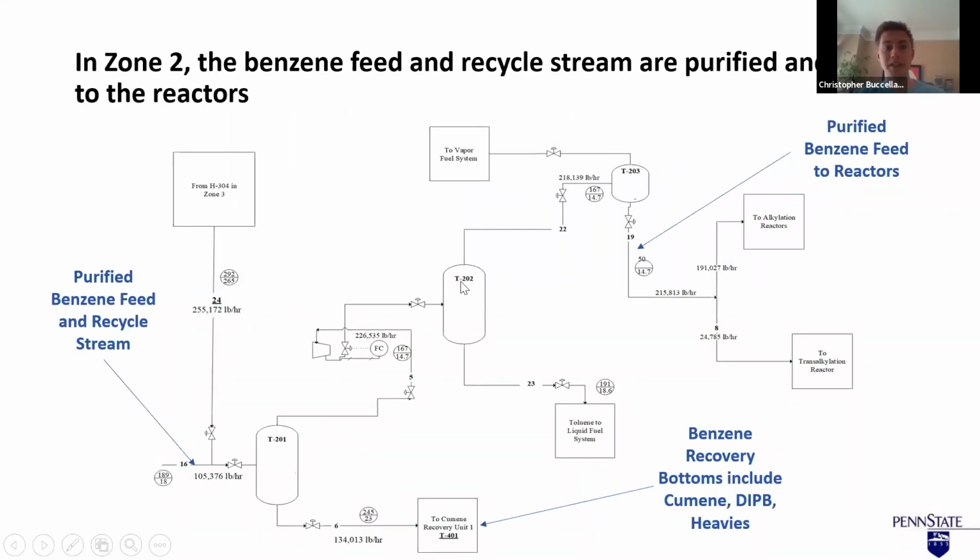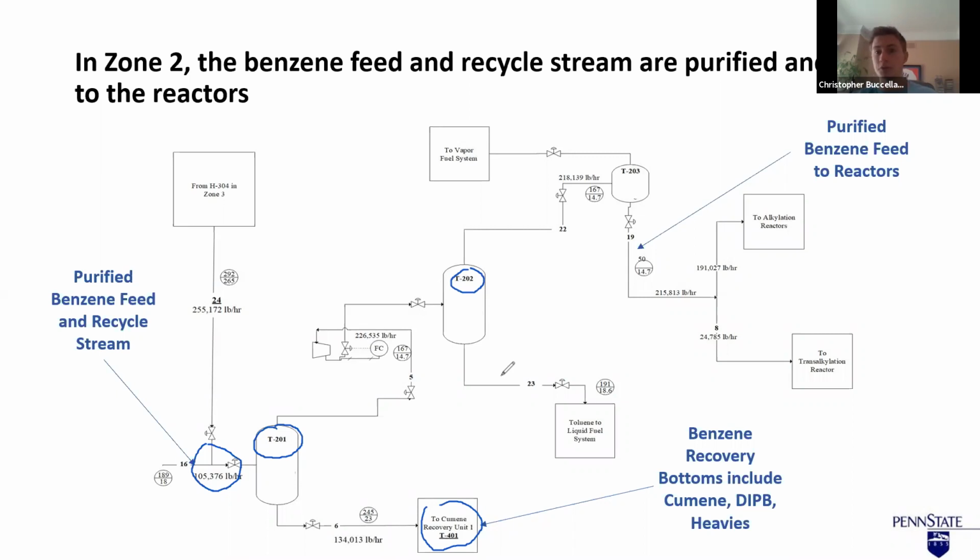Here we see the benzene feed that is sent through several separation units to be purified before entering the reactors. Here we see the initial benzene feed as well as the recycle stream exiting the reactors sent into the first benzene purification unit. This separates the benzene and other lighter chemicals from the products of the reactors, mainly cumene, DIPB, and heavies, which are sent down here.